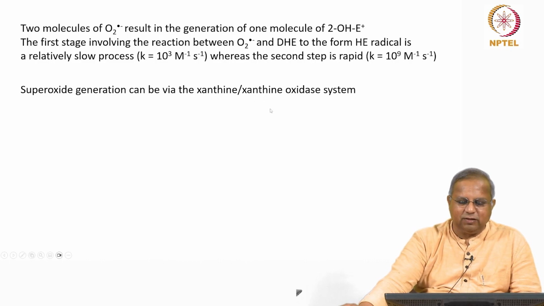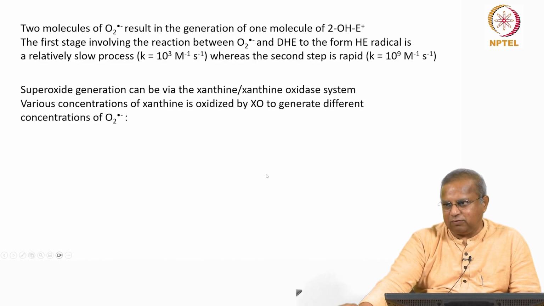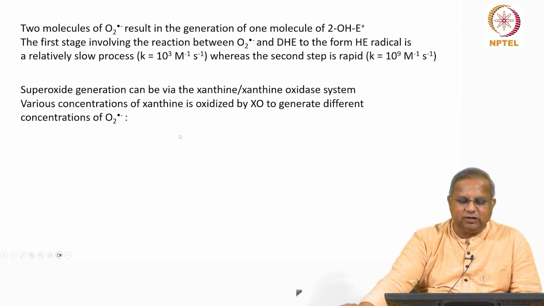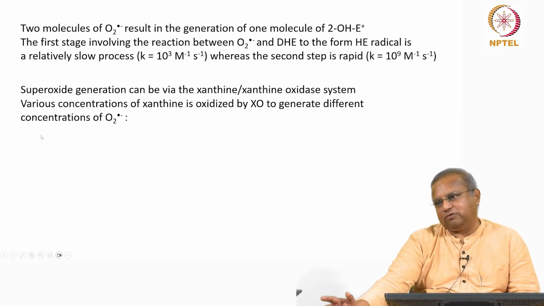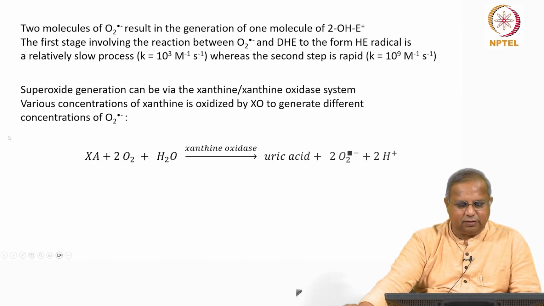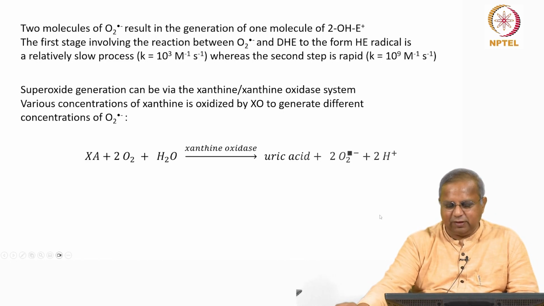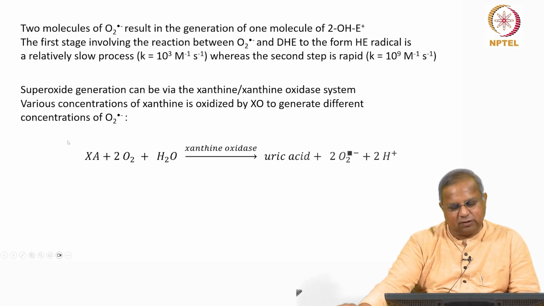Superoxide generation can be via the xanthine oxidase system. That's what she used. Various concentrations of xanthine are oxidized by xanthine oxidase to generate different concentrations of superoxide. And this also works well. This is the reaction. Xanthine, XA, plus oxygen plus water in the presence of xanthine oxidase gets converted to uric acid, and this is stoichiometric, one mole of oxygen gives rise to 1 mole of superoxide only, but that requires half a mole of xanthine oxidase plus 2H plus.